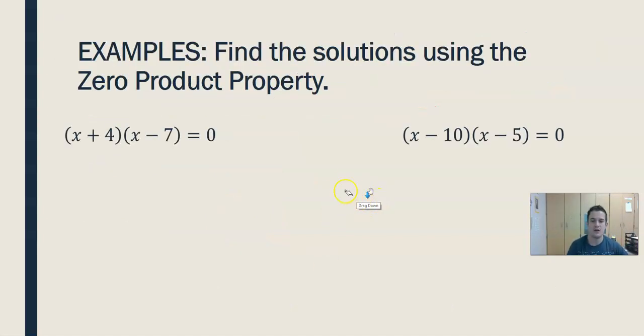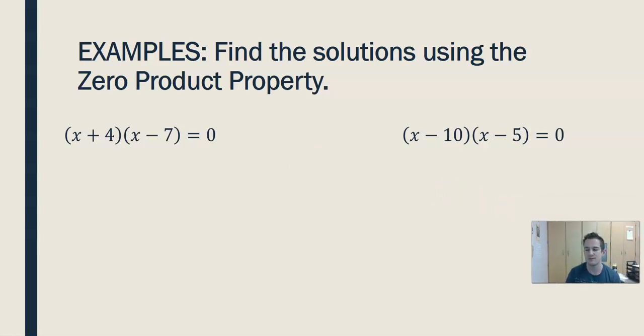Okay, let's do this. So here are some examples. These are in your guided notes. If you've chosen to download the guided notes and follow along with me here, these are in there for you. If not, just follow these down. I have two factors here, x plus 4 times x minus 7, and over here I have x minus 10 times x minus 5, and both of these are equal to 0. So the zero product property states that if I have two terms being multiplied together, at least one of those terms has to be equal to 0 if when I multiply them together, my answer is 0.